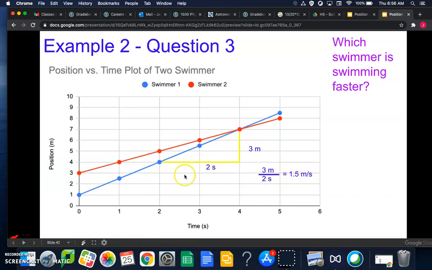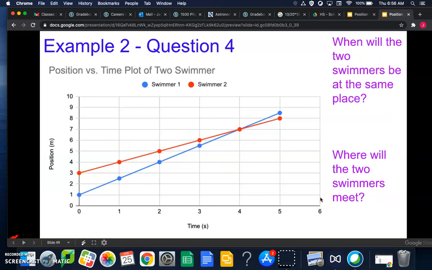Let's do swimmer 2 next. So I've drawn on my rise and my run. Okay, so let's figure out what the rise is. It's going from 3 to 4. That looks like it's just going up by 1 meter. Going from 0 to 1 looks like it's going over 1 second. 1 meter over 1 second equals 1 meter per second. So it looks like swimmer 1 is definitely the one that's moving faster.